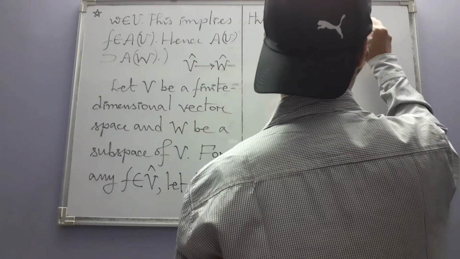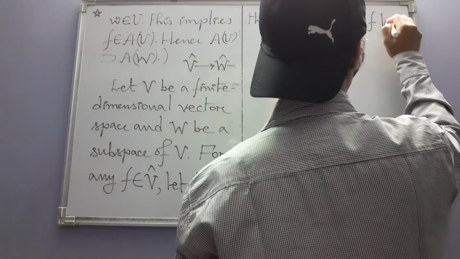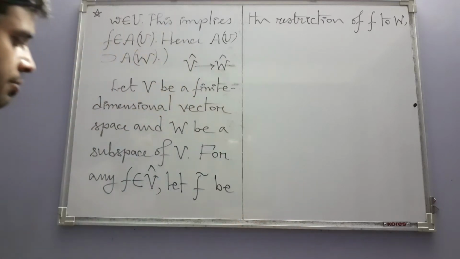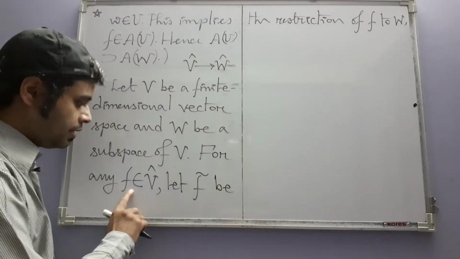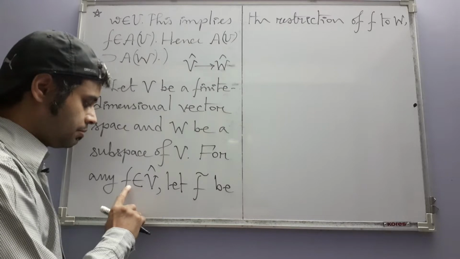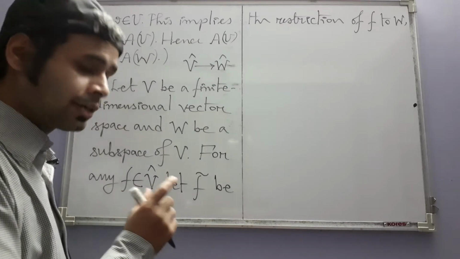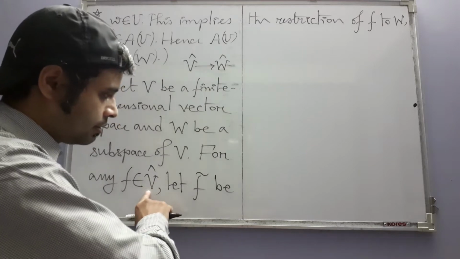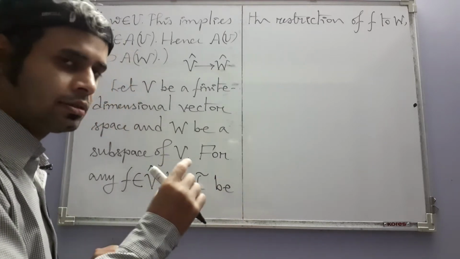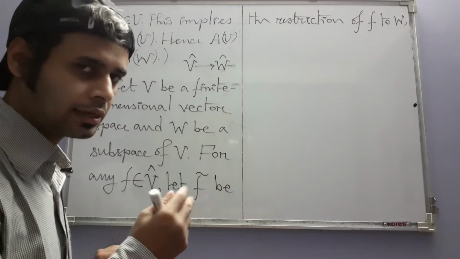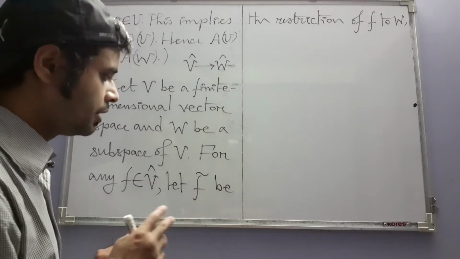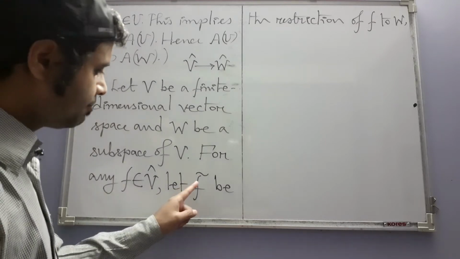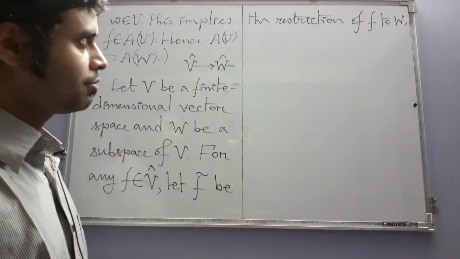the restriction of f to W. What does that mean actually? You see, because f is in V hat, f is just a function with domain V and taking its values in the underlying field F. The underlying field of course is always there, we need not even mention it. But now what we are saying, f tilde is the restriction of f to W.